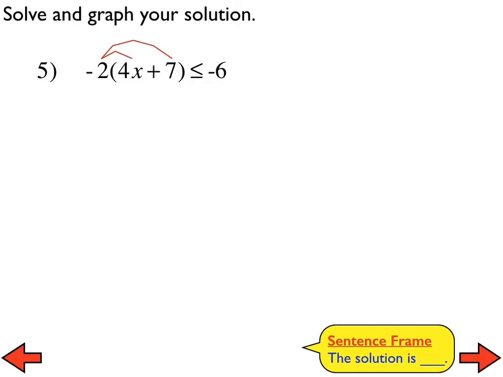Distribute. Mm-hmm. Good. Very nice. So far, so good.